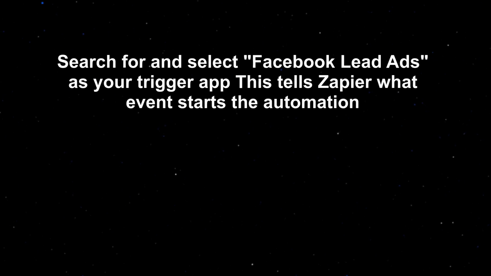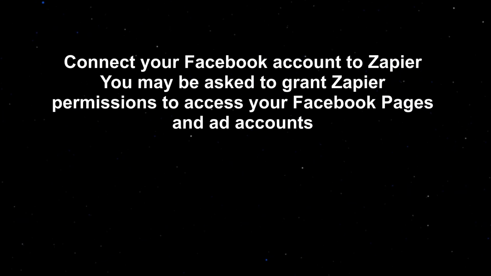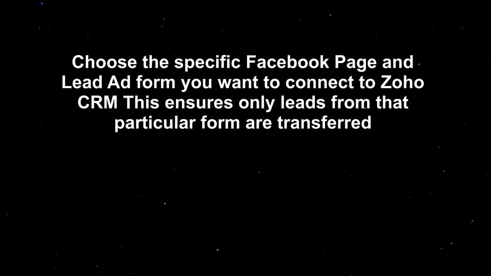Search for and select Facebook Lead Ads as your trigger app. This tells Zapier what event starts the automation. Connect your Facebook account to Zapier. You may be asked to grant Zapier permissions to access your Facebook pages and ad accounts. Choose the specific Facebook page and lead ad form you want to connect to Zoho CRM. This ensures only leads from that particular form are transferred.